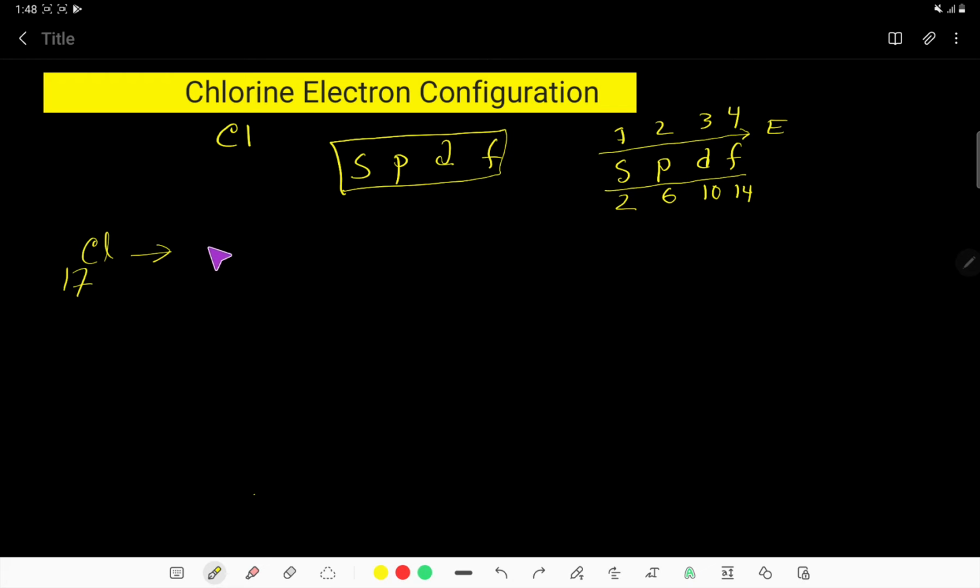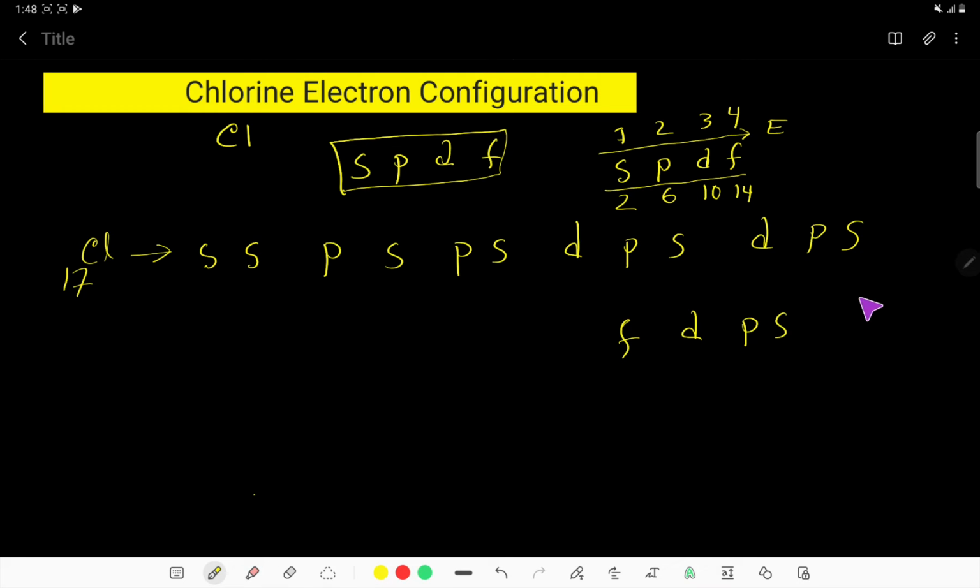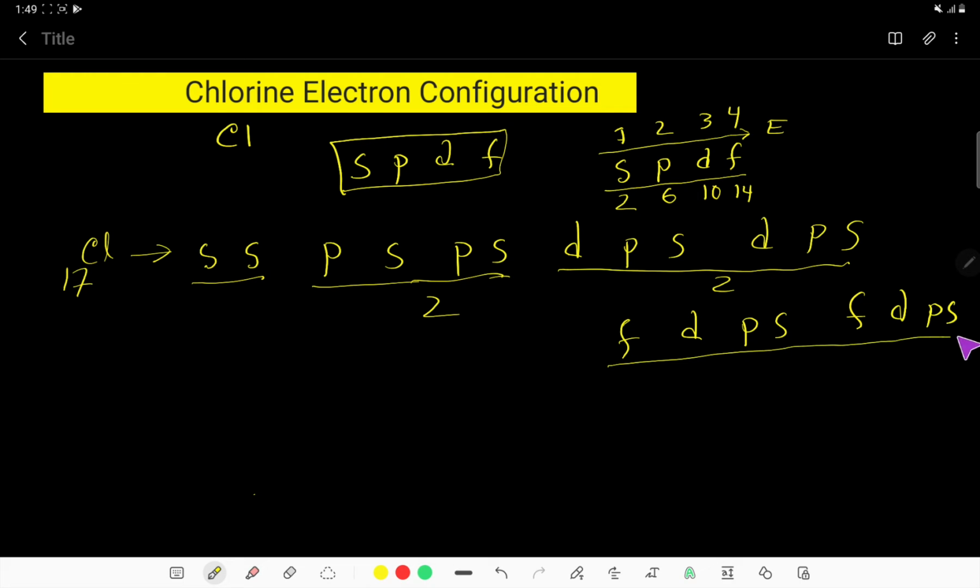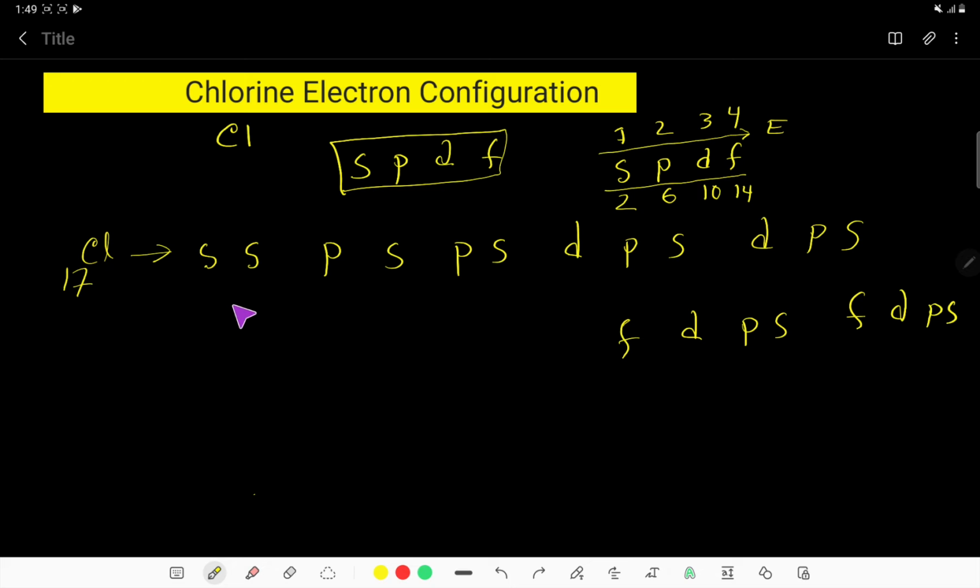We have to write like this: SS, say with me, SS, PS, PS, then DPS, DPS, then FDPS, FDPS. You have to memorize this. Say with me: SS just once, PS, PS just twice, DPS, DPS just twice, FDPS, FDPS, FDPS. This will continue. I think you have understood the sequence.